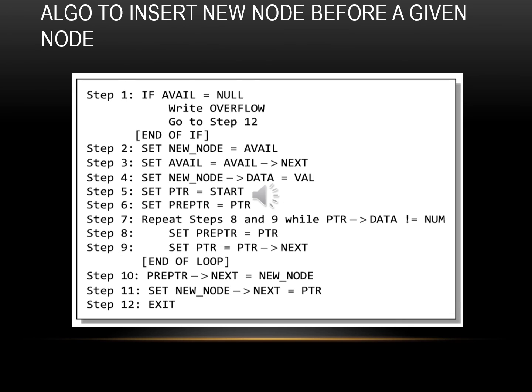If we look at the algorithm, we can see it is very similar to the previous algorithm. It is just that in step 7 we can see repeat steps 8 and 9 while pointer data not equal to number. Because we want to insert before a certain node, so the pointer has to reach that node, not the pre-pointer. In the previous algorithm we have seen pre-pointer data not equal to number. Here it is pointer data. So set pre-pointer equal to pointer and pointer equal to pointer next. And the loop ends there. And just the next part of the pre-pointer will contain the address of the new node, and the next part of the new node will contain the address of the pointer.